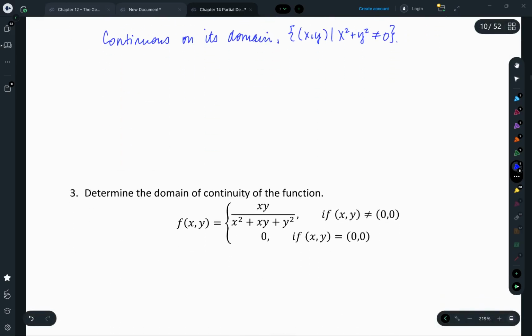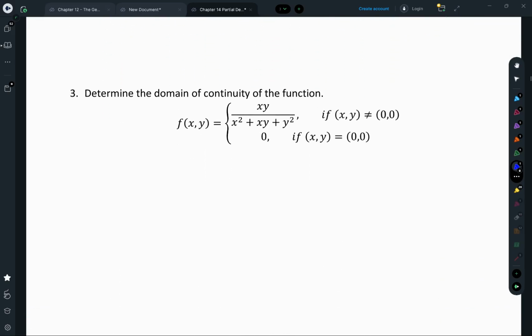The next problem has a little bit more to it, mainly because it is a piecewise function, and so the place where there may be lack of definition is made up for by the second piece. Okay, so we're going to go through our steps here. We're told to determine the domain of continuity of the function f of xy, which is piecewise. The first piece is xy, all divided by x squared plus xy plus y squared, if our xy pairs are not equal to 0, 0. And the second piece, f of xy is equal to 0 if our ordered pair xy is equal to 0, 0. So let's examine that first piece.